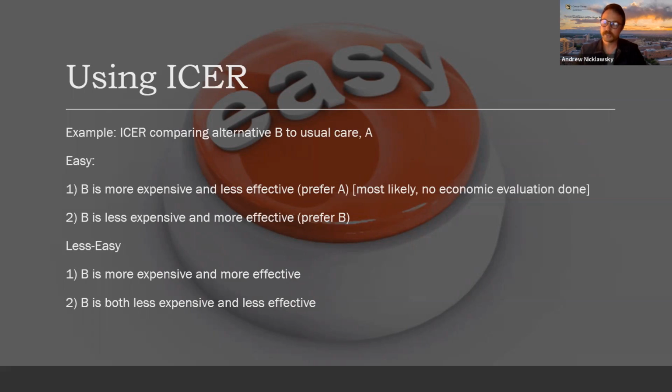The harder cases are when B is more expensive but more effective, or B is both less expensive and less effective. Where B is more expensive and more effective, we have to ask, how do we know that the extra benefit is worth the extra costs? In the case where it's less expensive and less effective, we have to ask, how do we know if the cost savings are worth the reduced effectiveness?